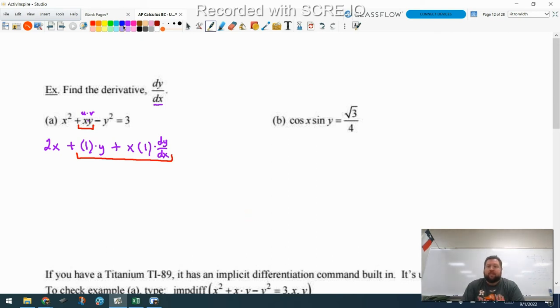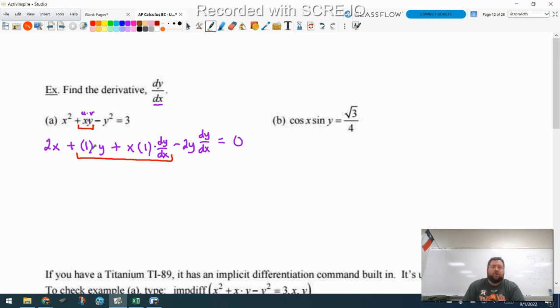All right, so my last piece will be the derivative of negative y squared, which is negative 2y. That's a y, so make sure to include your chain rule piece, dy over dx, and then that's equal to 0 over there. Okay, it said find the derivative, so that means get dy over dx by itself. So I'm going to take these two terms that do not have a dy over dx. We're going to move those to the other side.